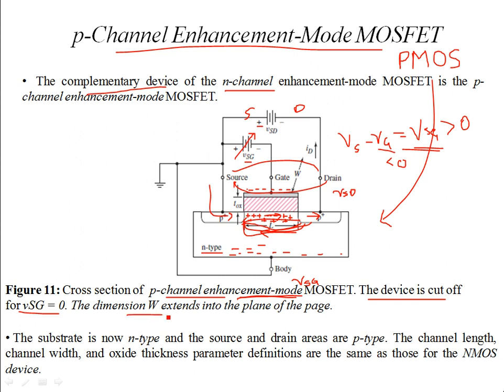So the dimension W extends into the plane of the page. These are the geometrical parameters that we've discussed before. W and L are fixed from the fabrication processes, and these are small quantities in micron levels. So this is a small device. The substrate you see now is N type, as opposed to P type in NMOS, and the source and drain areas are P type. The channel length, width, and oxide parameter definitions are similar to what we have in the NMOS device.